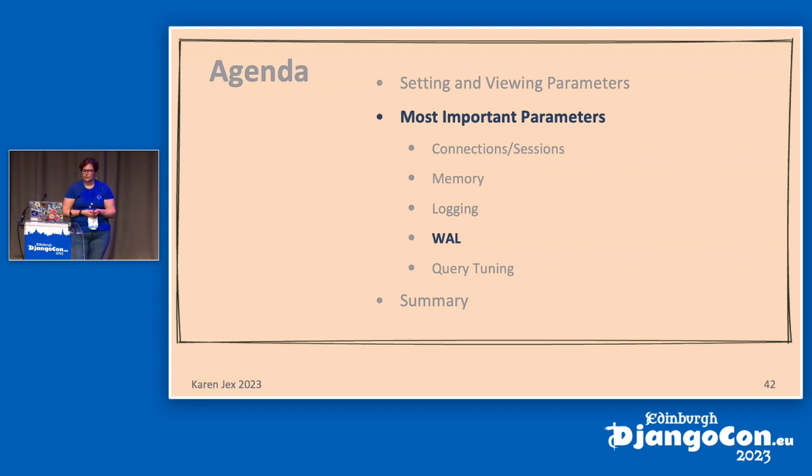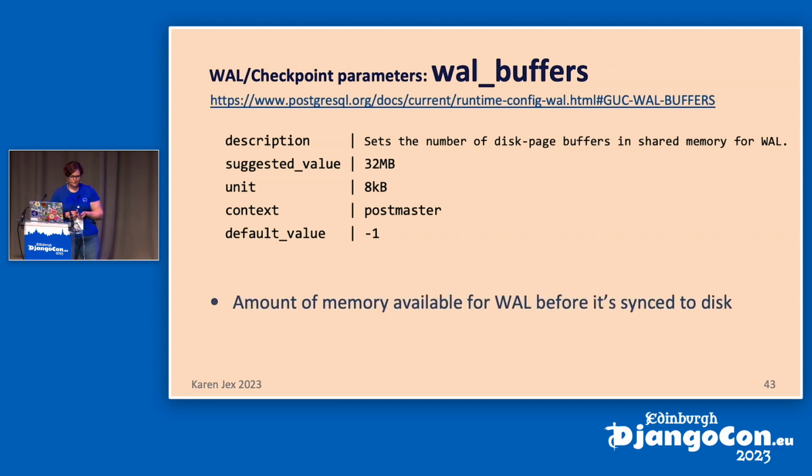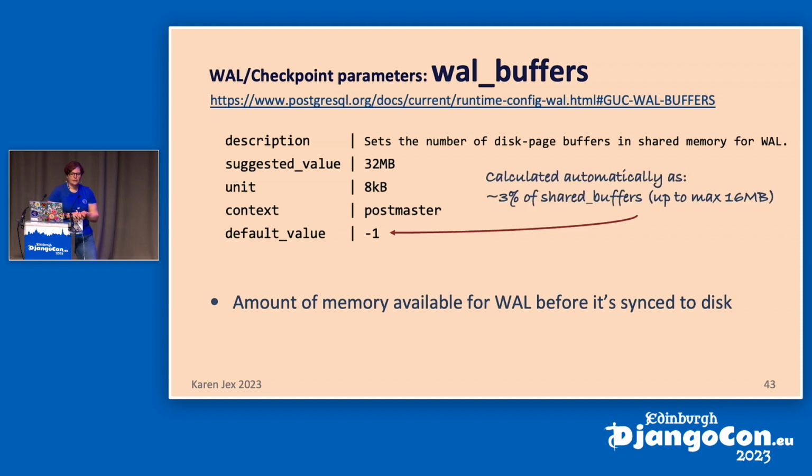WAL parameters. So tuning your write-ahead log and checkpoint parameters can actually have quite a significant impact on your performance. WAL buffers. So this is the number of disk page buffers in the shared memory for your write-ahead log. The default is -1. That means Postgres is going to calculate it automatically. And it calculates it automatically as approximately 3% of your shared buffers, up to a maximum of 16 megabytes, which is the size of one WAL file.